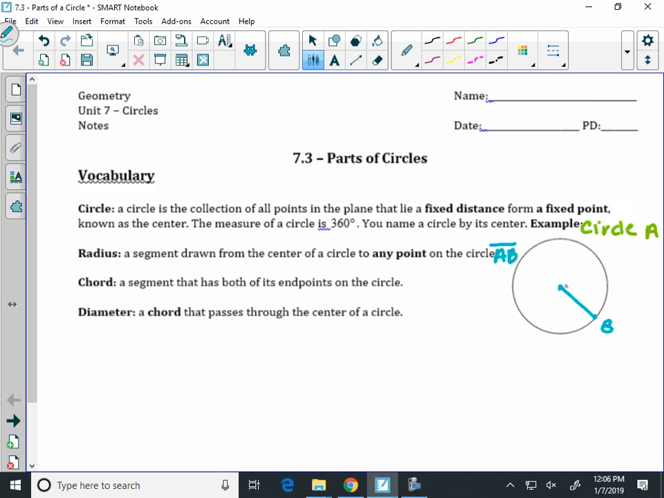A chord, that is how that is pronounced, chord, is a segment that has both endpoints on the circle. So one endpoint starts on the edge of the circle, it goes through the circle, and then the other endpoint is on another edge. That is a chord. We'll call it CV. Endpoint on the circle, goes through the circle, endpoint on another edge.